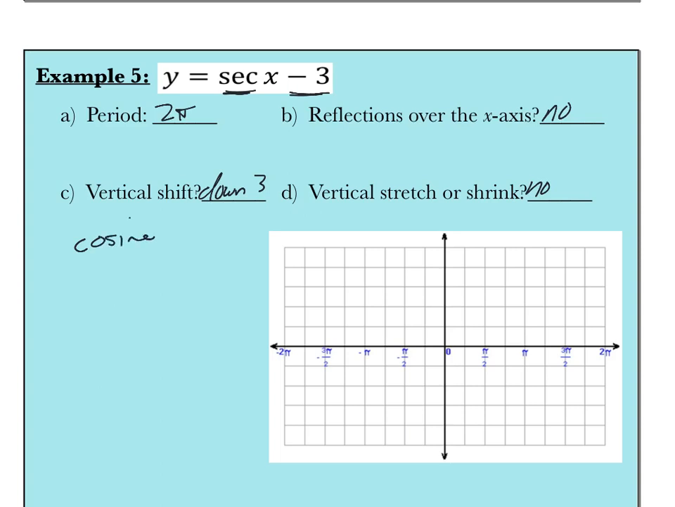All right, so what I'm going to do is instead of at 0, this becomes my new midline right down here. So if I sketch cosine, instead of starting up at 1, I'm starting here. So I'm going like this. So that would be my cosine function moved down 3. And then going backwards, it's just going to be a mirror of that.